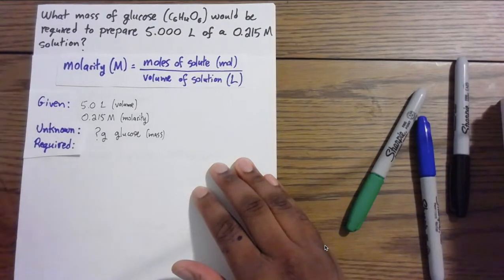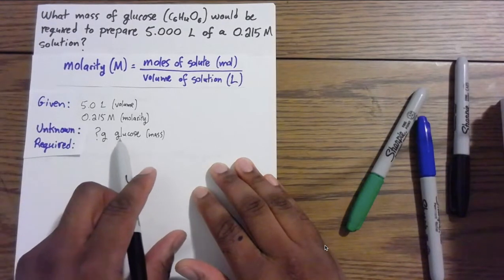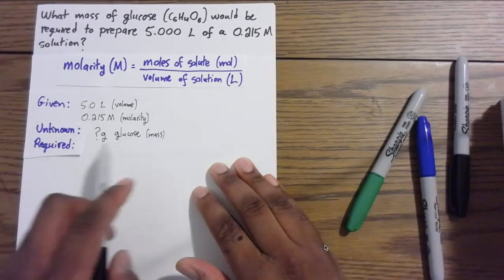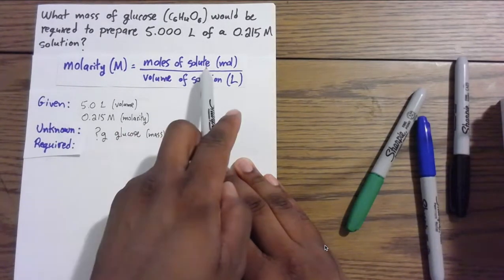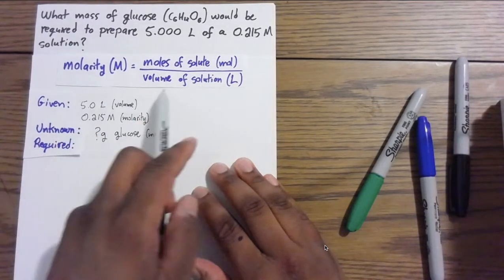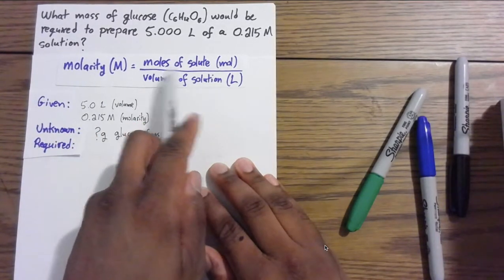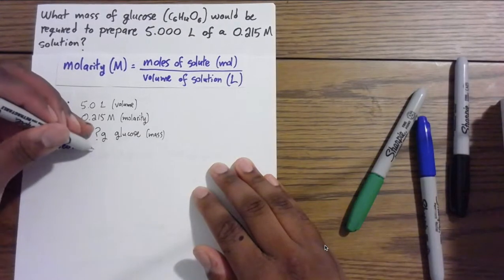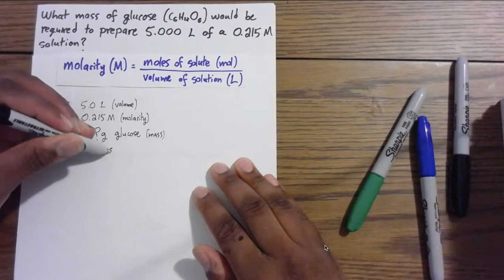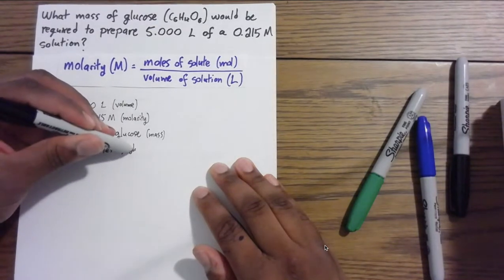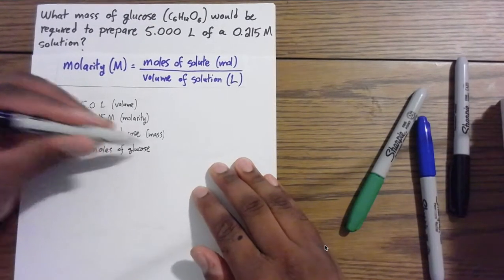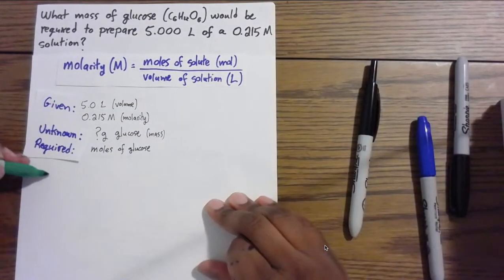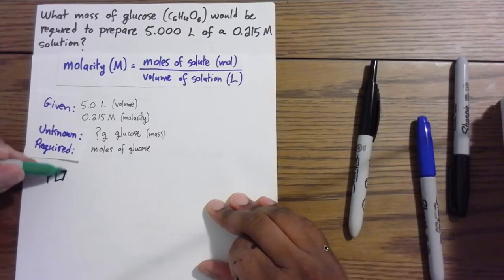Now, in order to get the grams of glucose, or the mass, we need some more information. We're going to need the moles, because we have molarity and we have volume. We're going to need moles, and we're going to need to convert those moles to grams. So what's required? Moles of glucose. Let's come up with a plan to attack this problem.